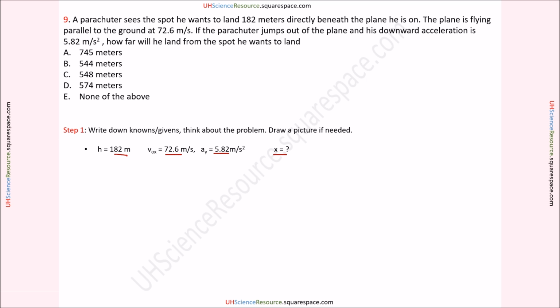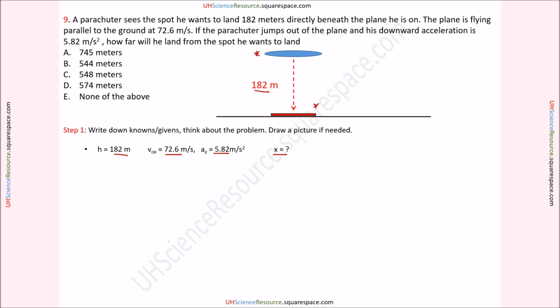So let's go ahead and draw out a picture to better see what's going on. Let's say that the plane and the man is represented by the blue oval, and the spot he wants to land is represented by the red rectangle. The height between the spot he wants to land and the plane is 182 meters.